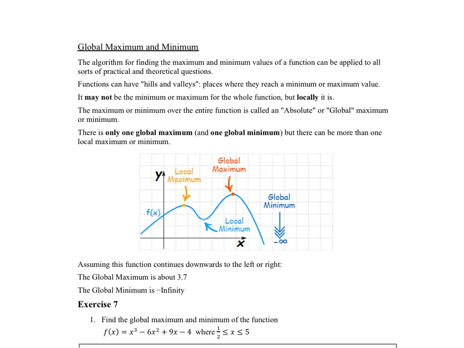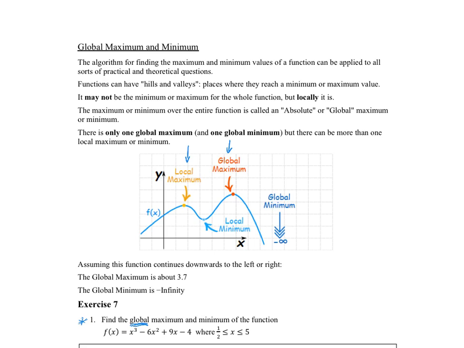In this exercise, we're going to get questions where they may ask, if you have a look at exercise 7 down here, it says find the global maximum and minimum of the function. So this is the key word, global. To be able to answer this, you need to understand the difference between a global maximum and a local maximum. With a global maximum or a global minimum, it is the absolute maximum that the graph takes on.